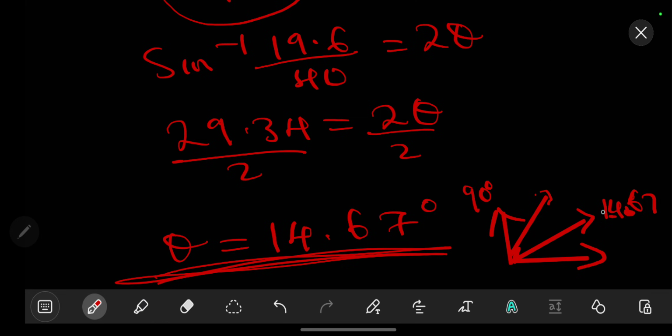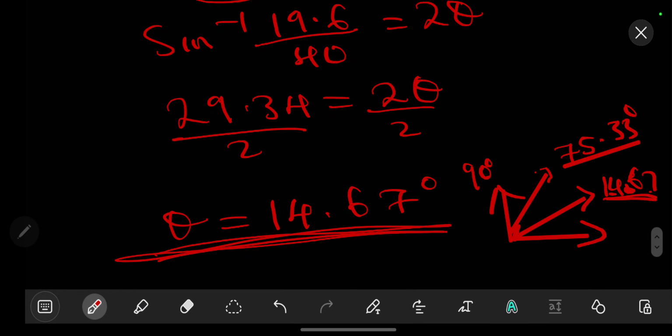You just subtract the 14.67 from 90 to find the other possible angle, which is 90 minus 14.67, which is 75.33 degrees. So it's either this angle or that angle. In other words, when you find this, just subtract from 90. If it is the maximum range that is gotten, you can do this. Let's look at our next problem.